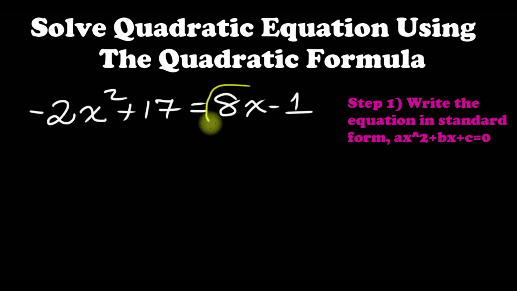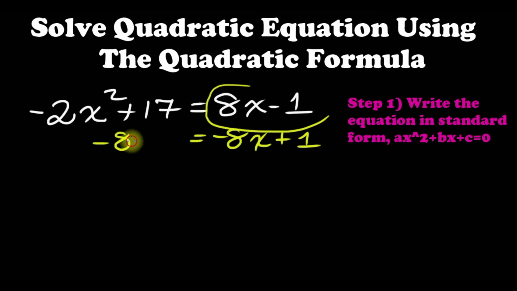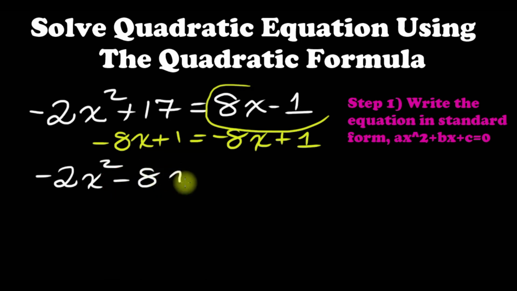So here we have 2x minus 1. We have to get rid of the 2x minus 1 and make it come out to 0. Okay, so to get rid of the 2x minus 1, we want to do the opposite of it, which is negative 2x plus 1. So whatever you do to one side, you have to do the exact same thing to the other side. So now you have negative 2x squared minus 8x, and then plus, well, 17 plus 1 is going to give you 18, and you're going to have 0 on the other side. Okay, so this is in standard form. So step 1 is all done.